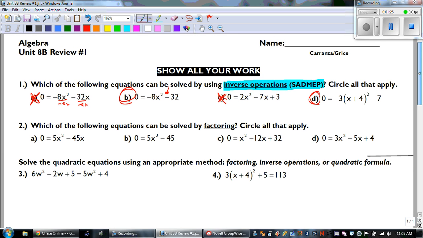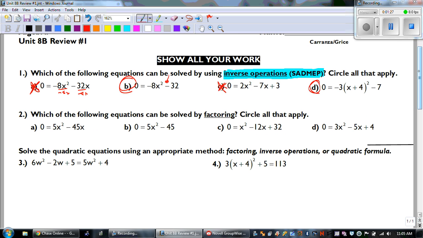All right, let's look at 2. So 2 is saying which of the following equations can be solved by factoring. So which ones this time can be solved by factoring? Which ones do you think? Yeah, I agree that A can because we would factor out the 5x. Yeah, A. What about B?